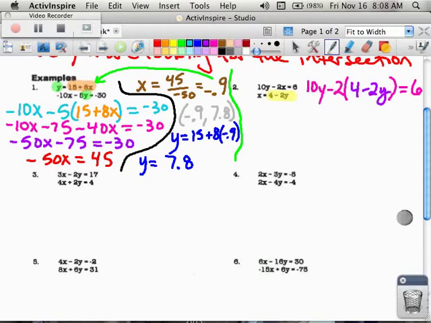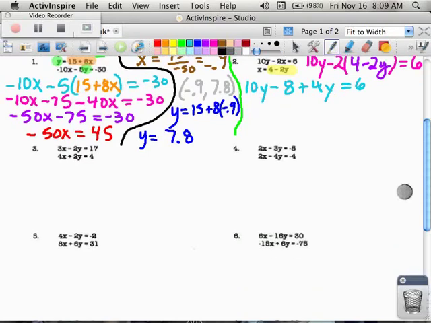So when I simplify that, I get 10y minus 2 times 4, which is 8, and then minus 2 times minus 2y, which is positive 4y, and on the other side I still have my 6. I now see there are two y things on the left side of the equation, so I take the 10y and the 4y together. That makes a total of 14y. And I still have that minus 8, and it's still equal to 6.